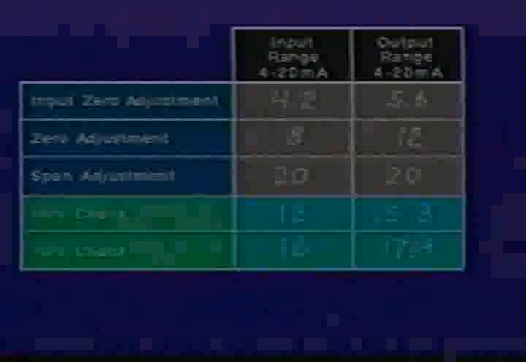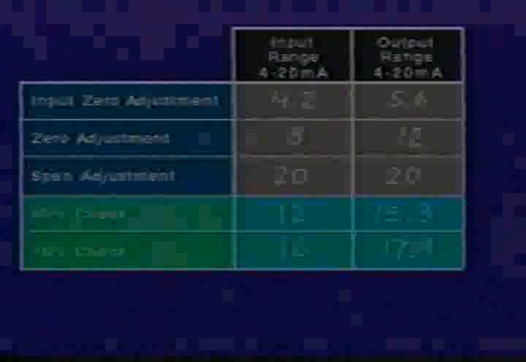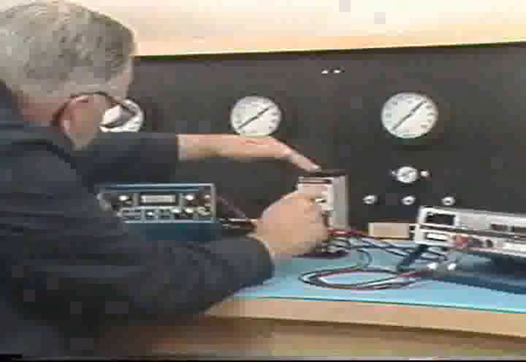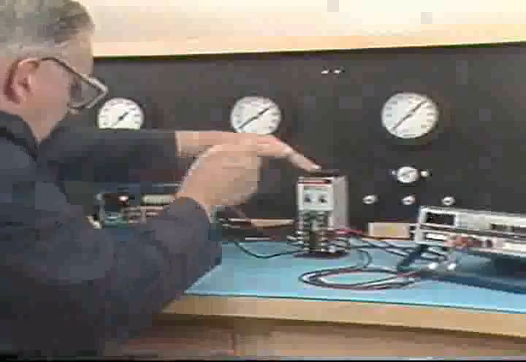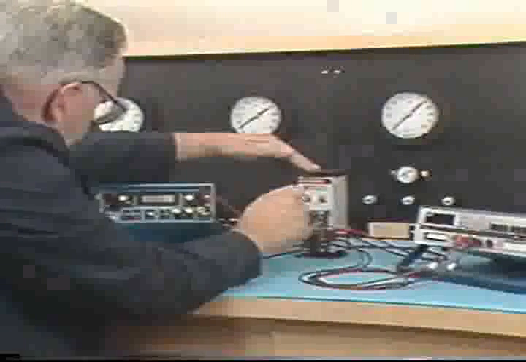The remaining output checks for this square root extractor are performed at 50 and 75% of span. According to the manufacturer's instructions, these are specified input values and the required output values. If the actual outputs do not match the outputs stated by the manufacturer, further instrument adjustments may be required if the deviations are not within the accuracy specified by the manufacturer.